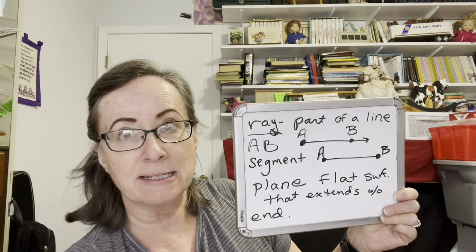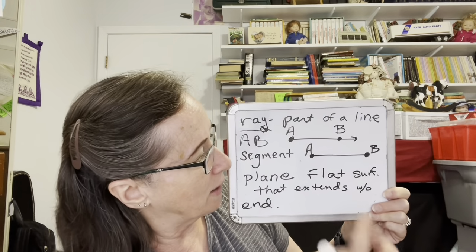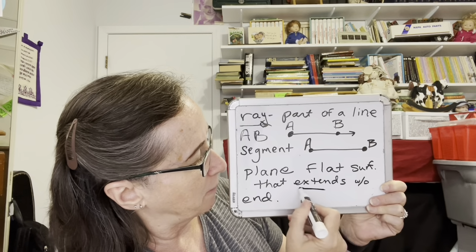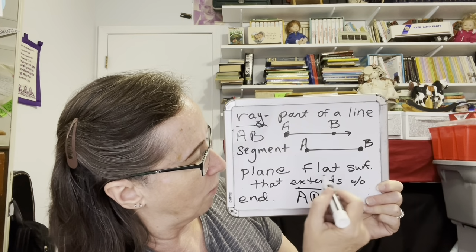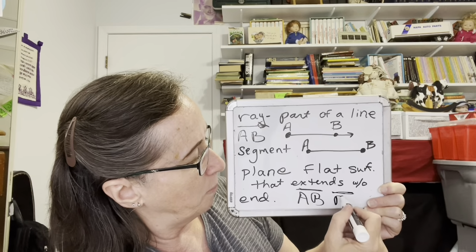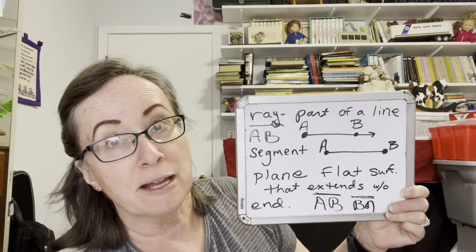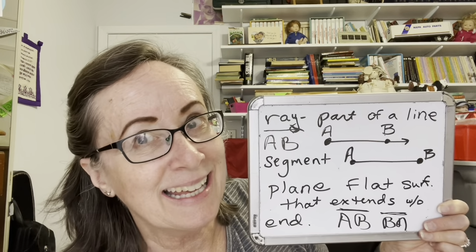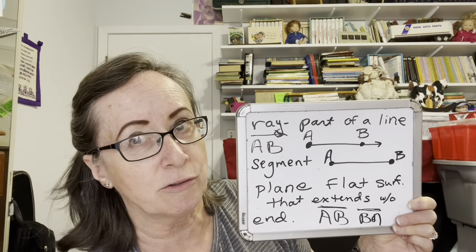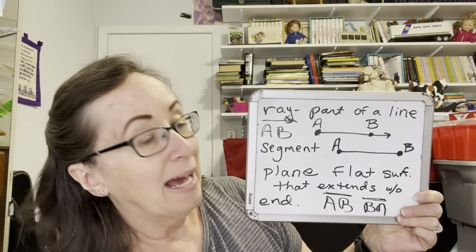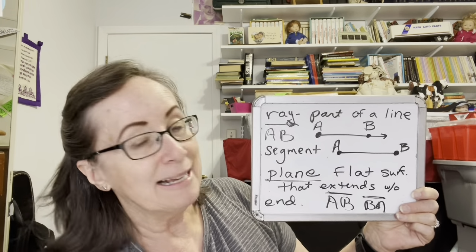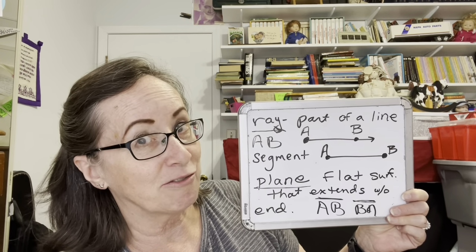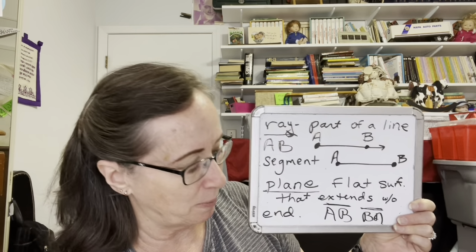Now, a segment can be read either way. So a segment AB or segment BA could both denote that segment right there. A segment is a part of a line, but it has 2 endpoints and does not go to either infinity. A plane is a flat surface that extends on and on forever and ever. We're going to talk a lot about planes.